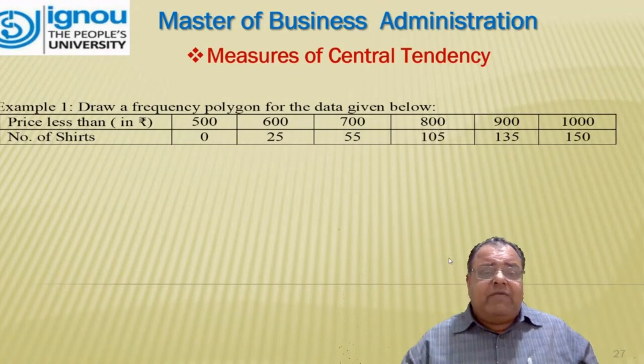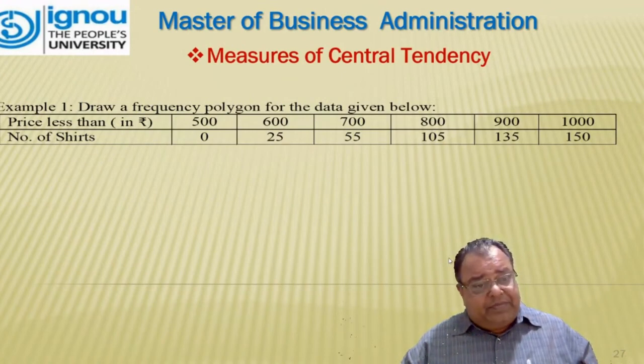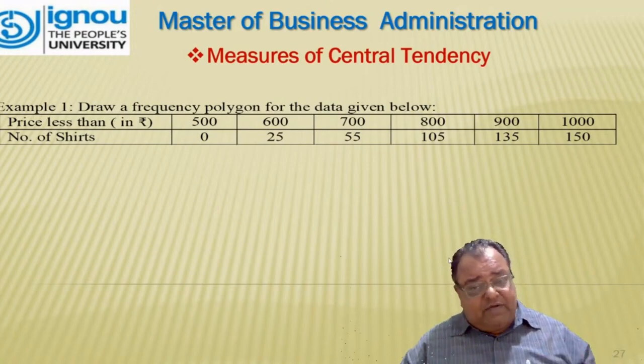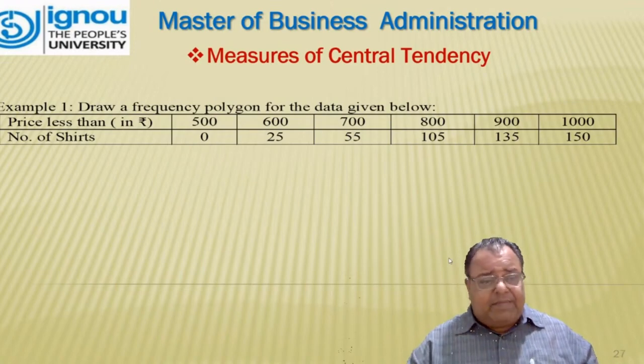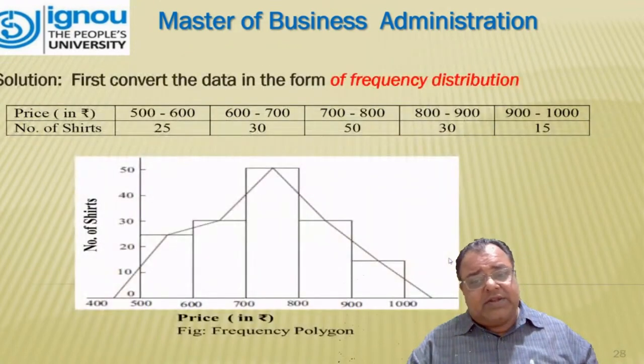The problem is to draw a frequency polygon for the given data. The data is given to you in this form. Now we have to plot a frequency polygon for this study. The first step will be converting this data into a frequency distribution.